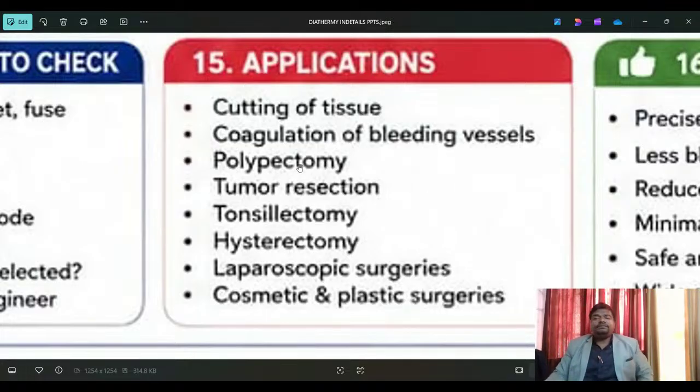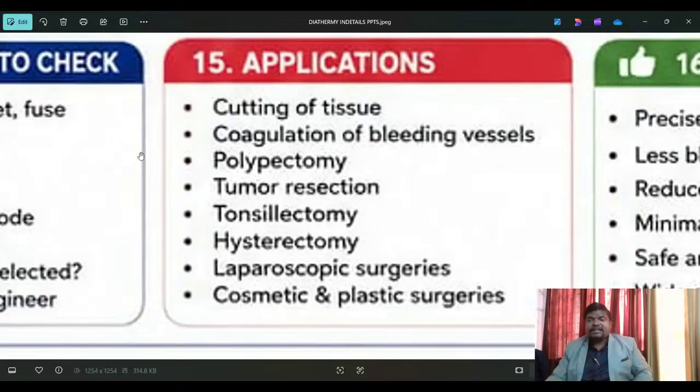Okay, right. Let's see the applications: cutting of tissue and coagulation of bleeding vessels, and polypectomy. Next, tumor resection, tonsillectomy, hysterectomy, laparoscopic surgeries, and cosmetic and plastic surgeries. Okay, it is used for this purpose. The doctor will decide that. Only as a biomedical engineer, if the equipment is not working, you have to keep this in your mind, and then only you can improve technically, and you will get a good career in this field.